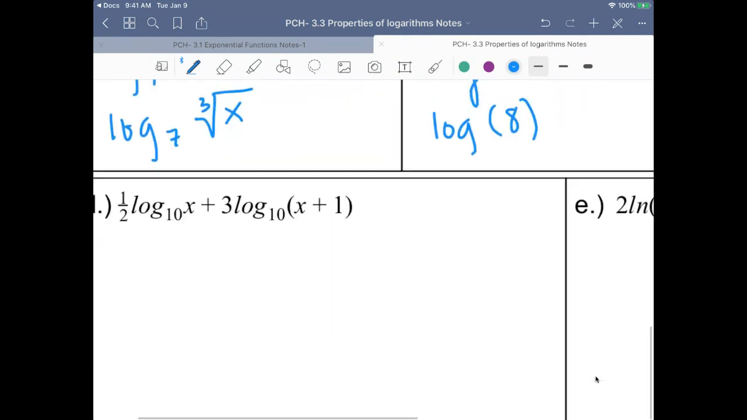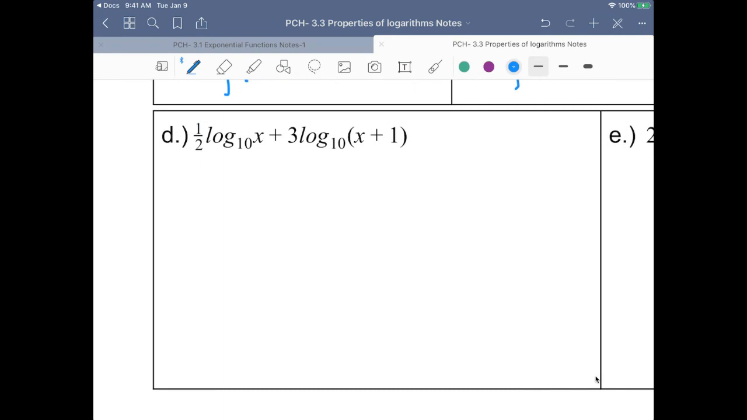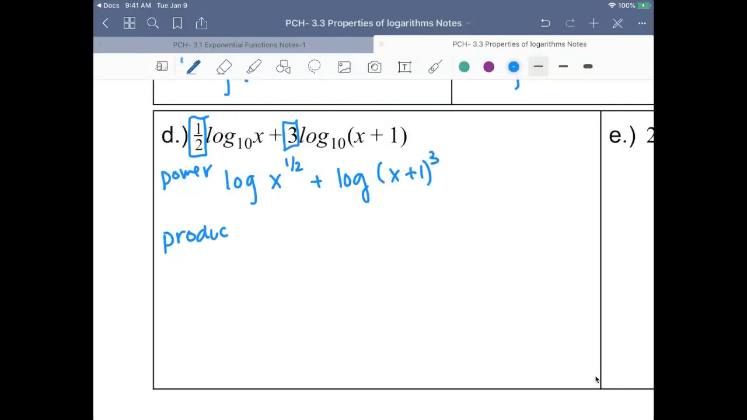Okay, last two, a little bit trickier. So first, I'm going to use the power property because I see I have some multipliers. So I'm going to go ahead and multiply those in. I get log base 10 of x to the 1/2 power, plus log base 10 of x plus 1 to the 3rd power. Using my product property now, I can combine these by multiplying the two factors together. So x to the 1/2 times x plus 1 cubed.